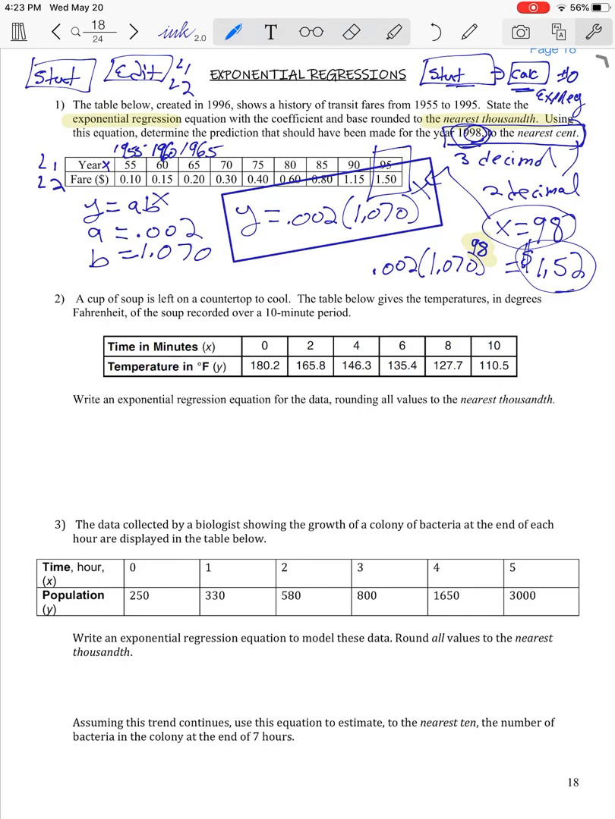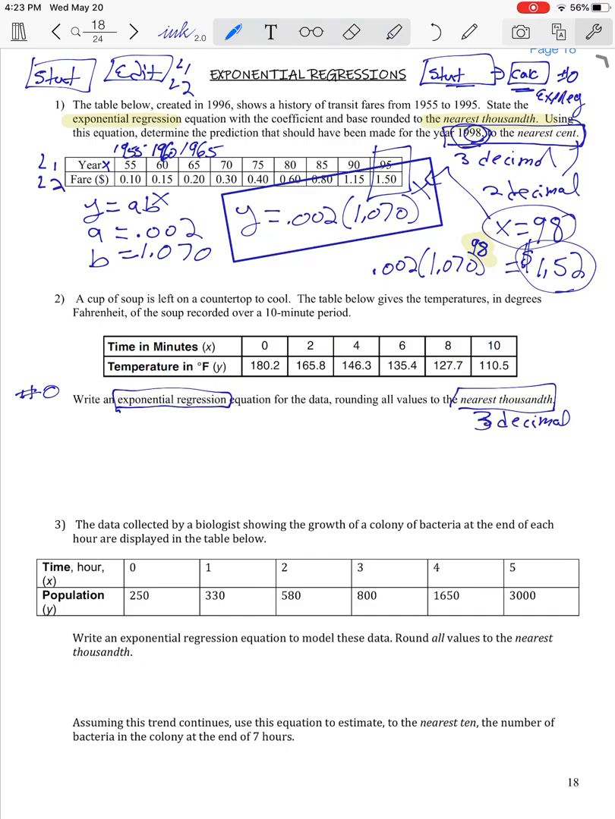So let's look at number 2. A cup of soup is left on the countertop to cool. The table below gives the temperatures in degrees Fahrenheit of the soup, recorded over a 10-minute period. Write an exponential regression for the data, rounding all values to the nearest thousandth. So again, they want me to round to the nearest thousandth, which is 3 decimal places.